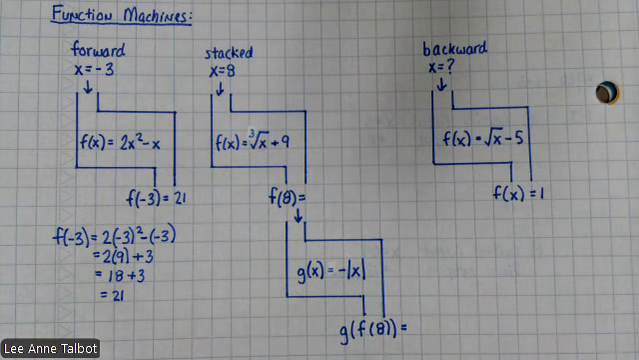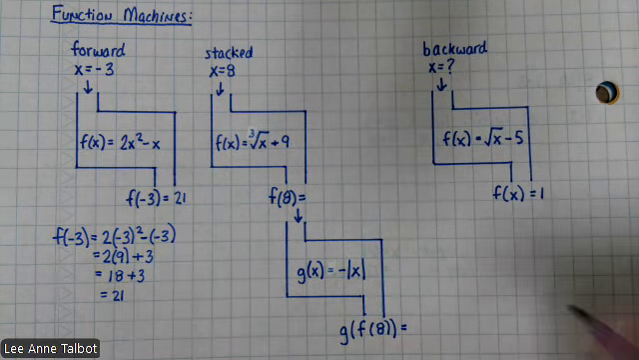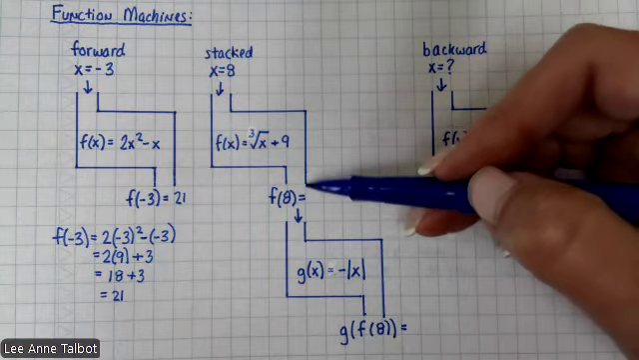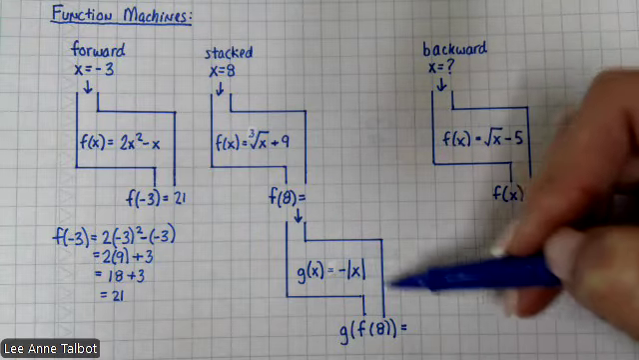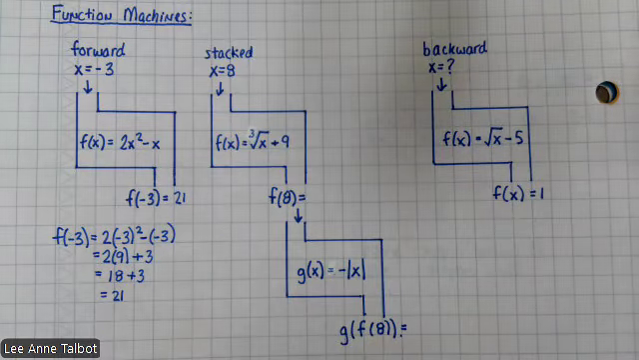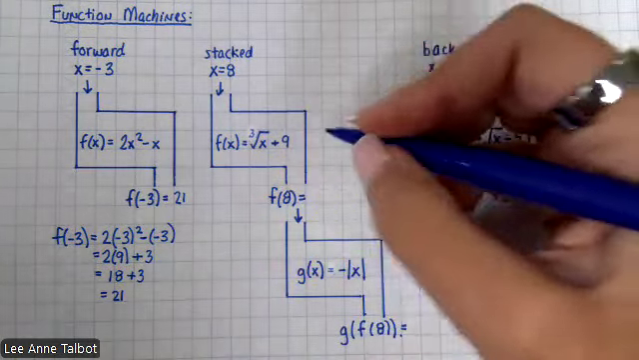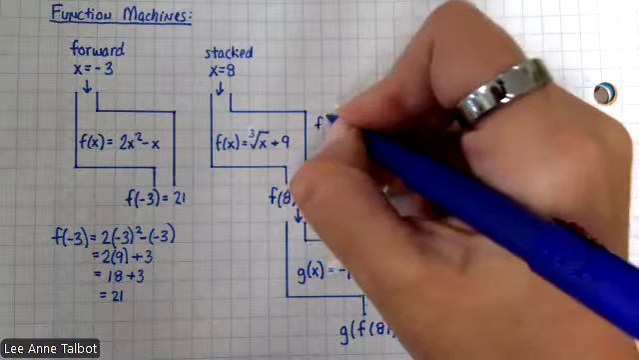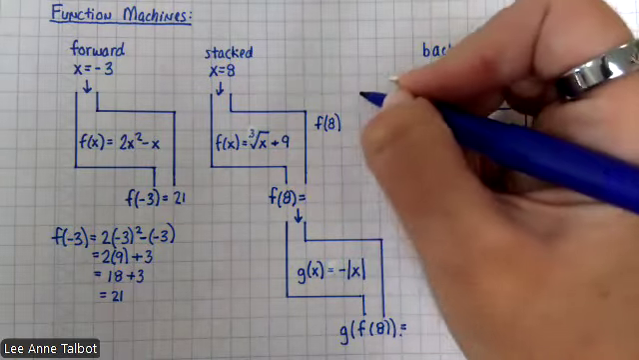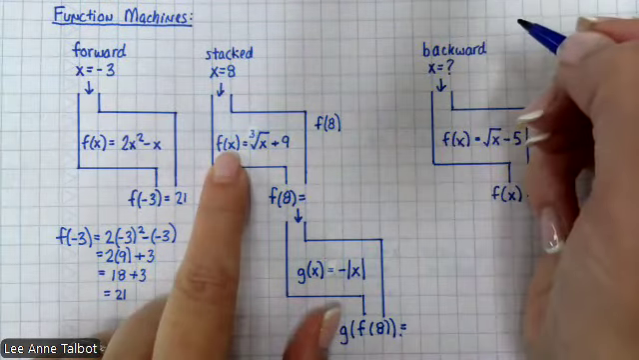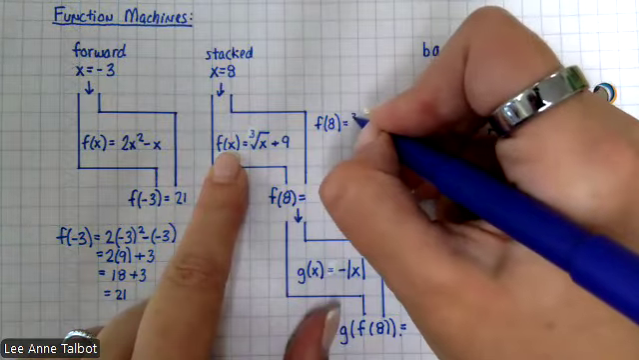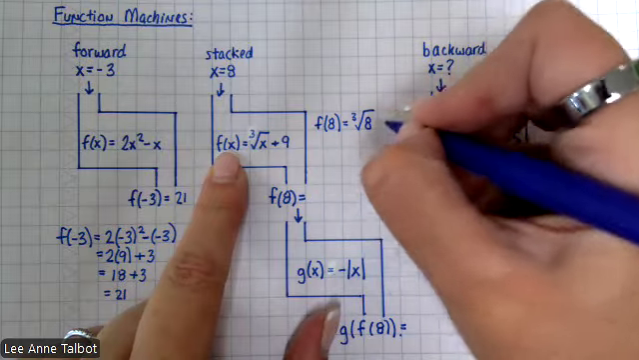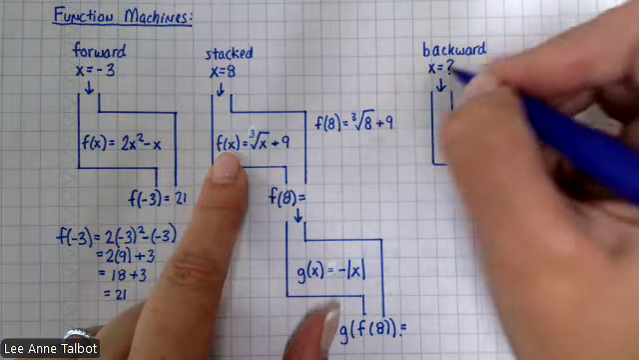Okay, now we're going to do the stacked function machine, which is what you guys were working on yesterday in your puzzles. So you had an input, that had an output and then you drop that output into the next one. So that's what you guys were doing yesterday. So I'm going to plug the 8 in. I'm going to do my work over here. F of 8, I'm writing this part. F of 8 equals the cube root of 8 plus 9.